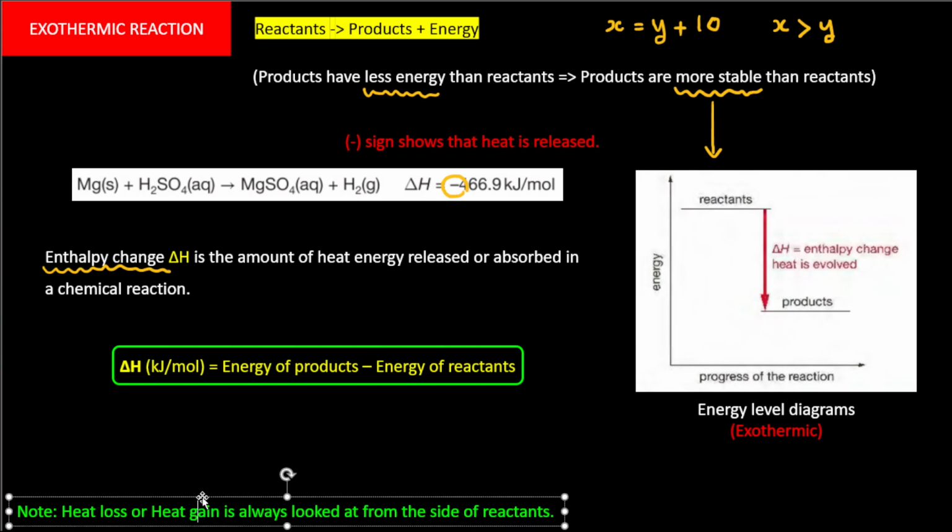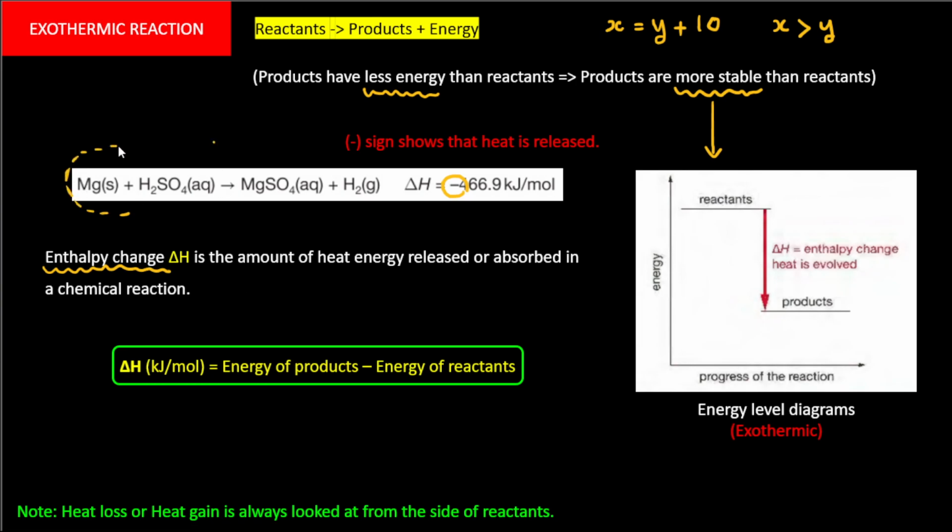One thing that you should know here is that this negative value is always looked at from the side of the reactants. We will always talk about whether heat is absorbed or released from the reactants. We do not actually need to think about the products at all. So if this is negative, it means that heat energy is released from the reactants.